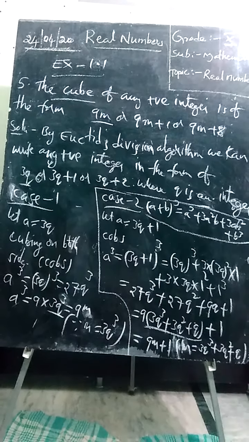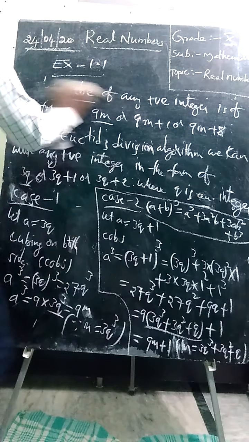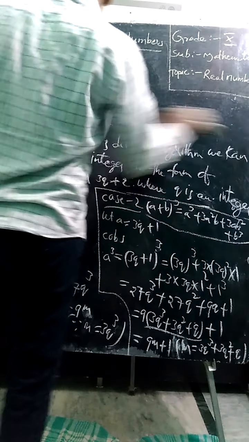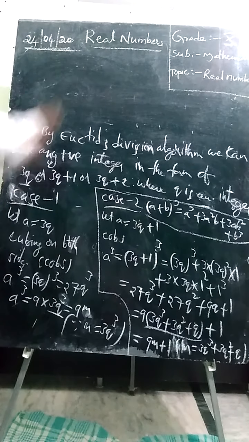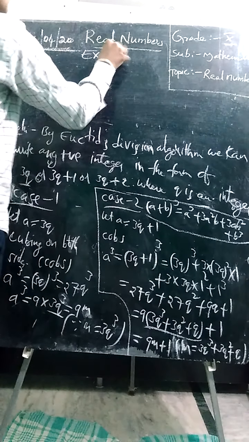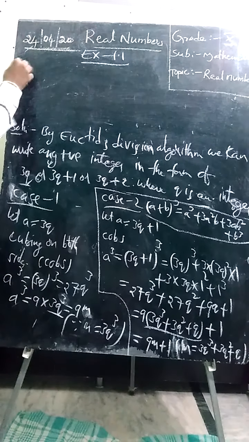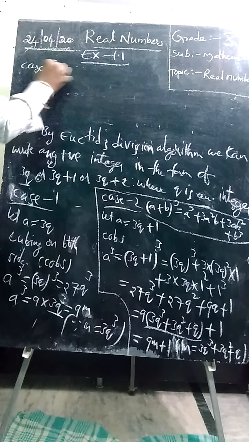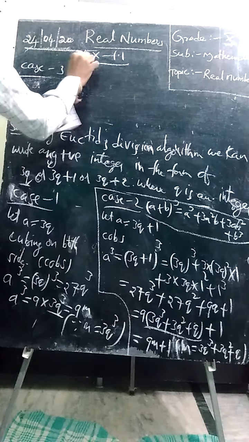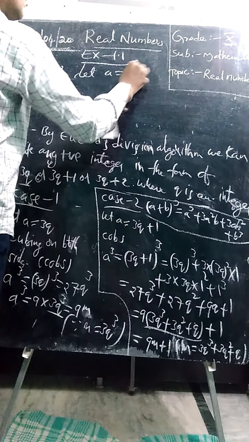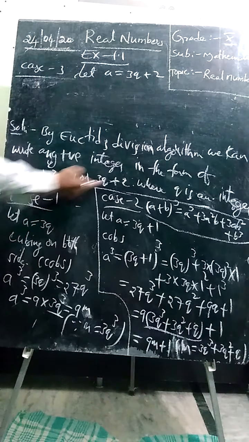Now let us prove the third form. What is the third form? 9m plus 8. So let us take case 3, students. These problems belong to exercise 1.1. With this we will conclude. Case 3: let us take a equals 3q plus 2, because of the third form.